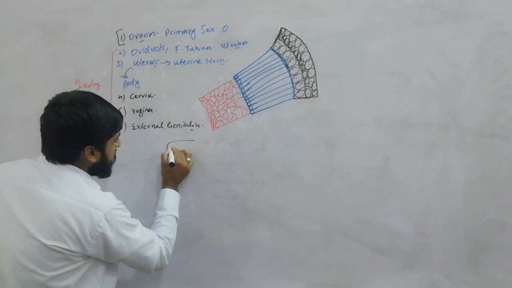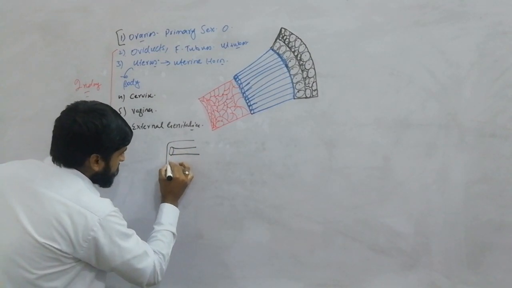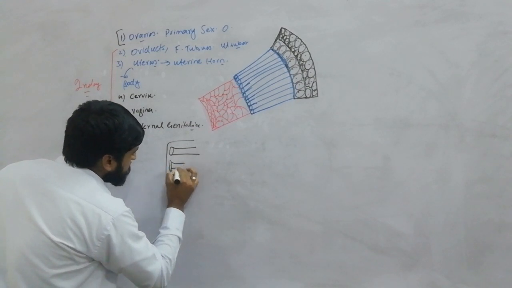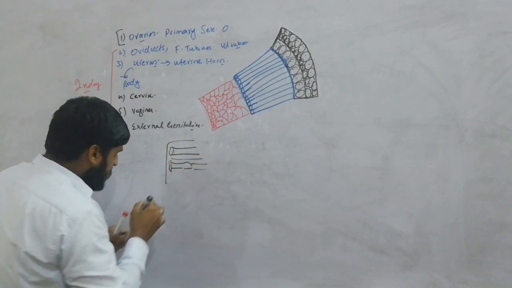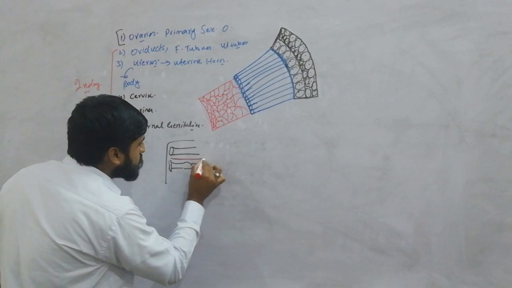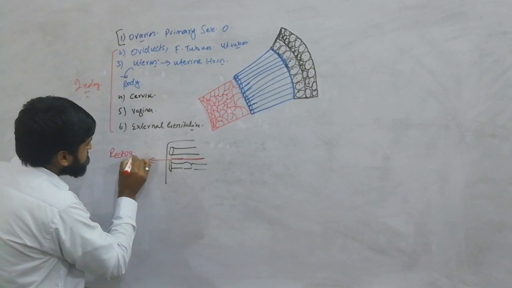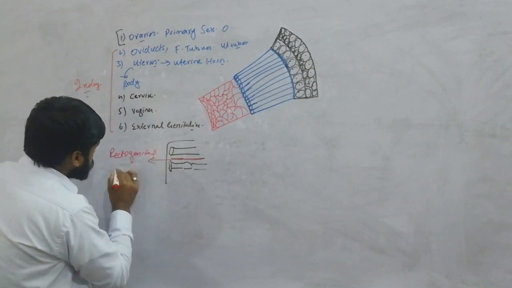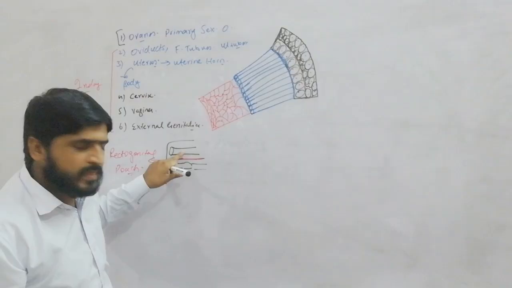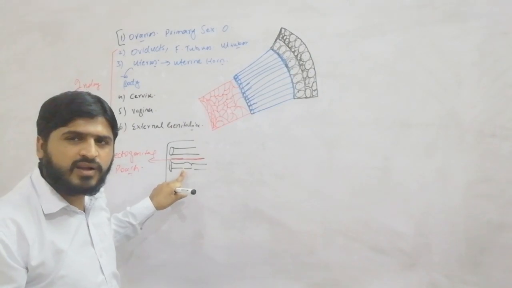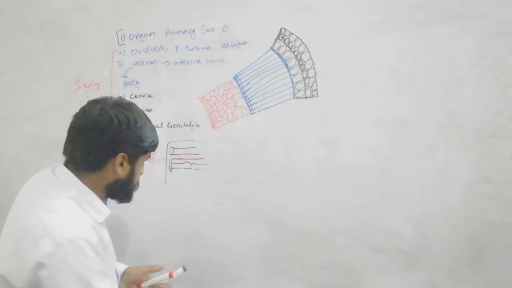Suppose this is the rectum. And here are the vulva, vagina, cervix and also the uterus. These are separated from the rectum by the rectogenital pouch. This is the rectogenital pouch. So this is the rectum and this is the female reproductive system of the cow. Both are separated by the rectogenital pouch.